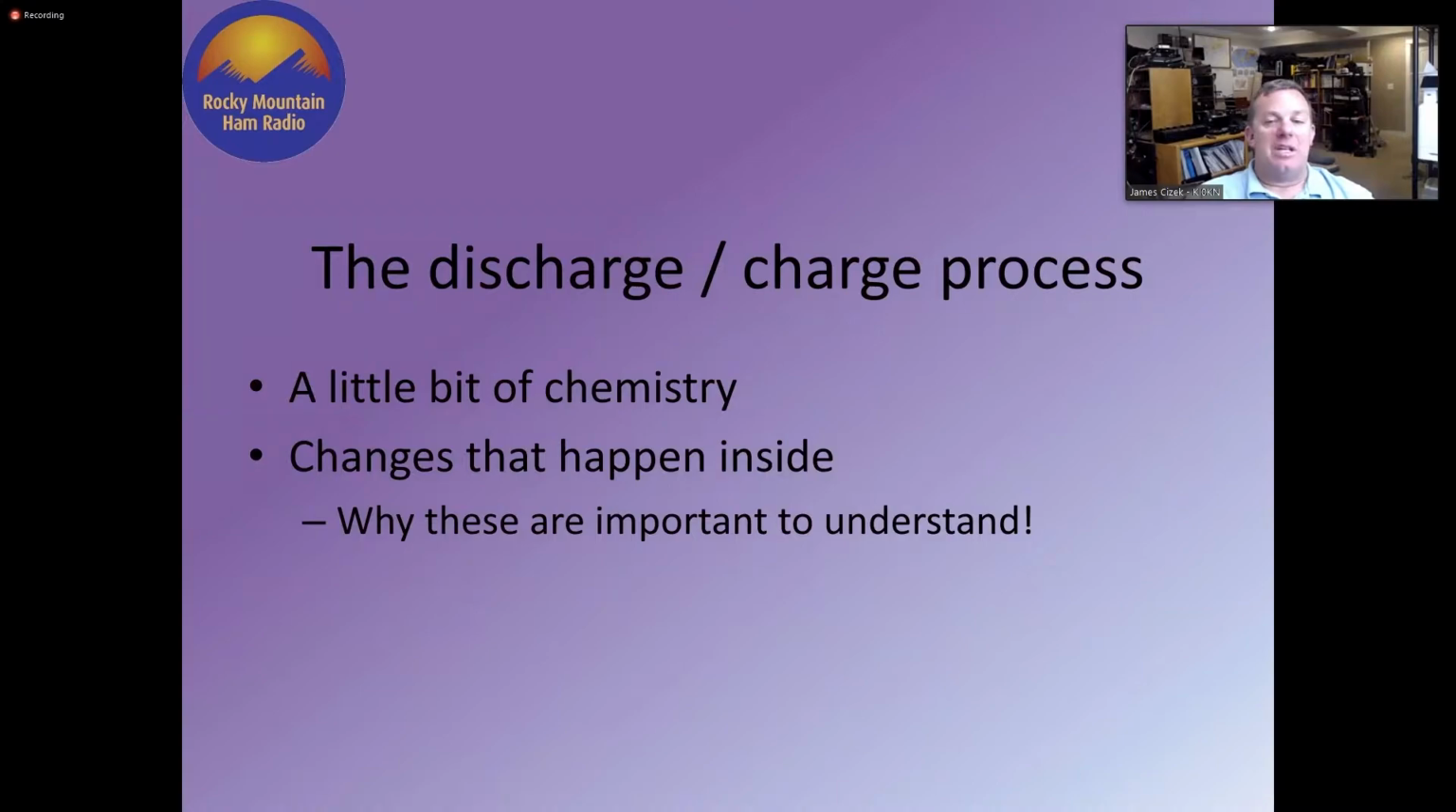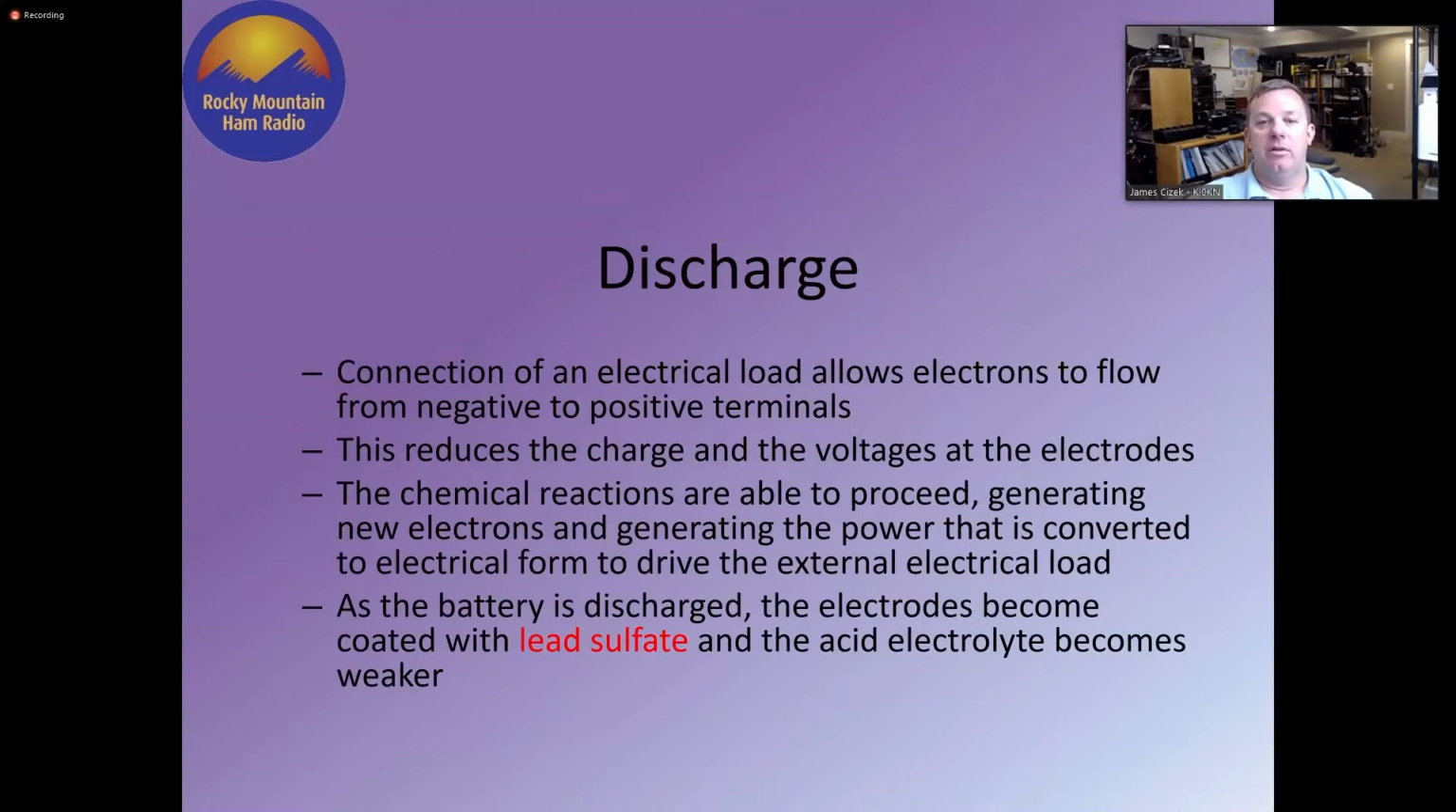So let's look inside the battery a little bit. We won't get into the deep chemistry here, but there's some important things that happen in here, and it explains why depth of discharge is so important. Connection of an electrical load allows the electrons to flow from the negative to the positive terminal of the battery. This reduces the charge and the voltage at the electrode. The chemical reactions are able to proceed, generating new electrons and generating the power that is converted to electrical form to drive the external load.